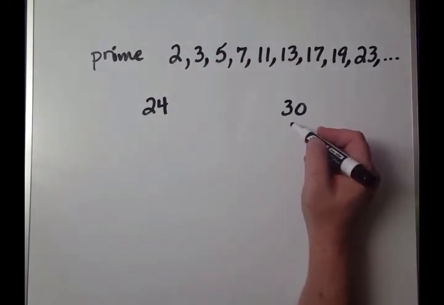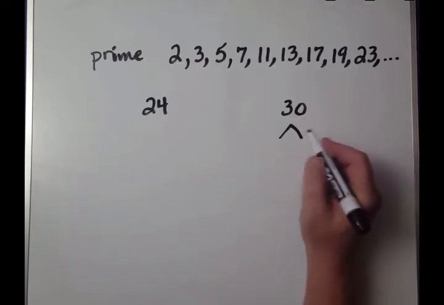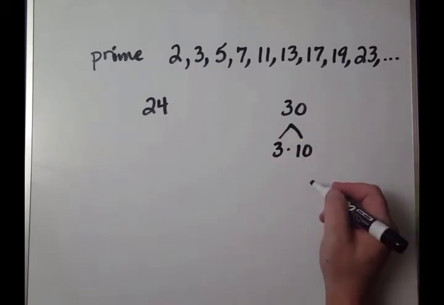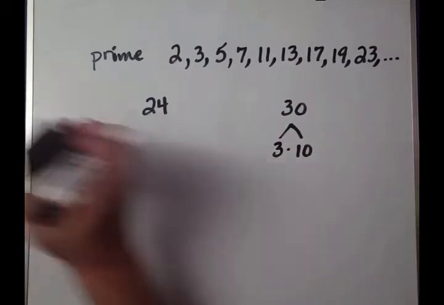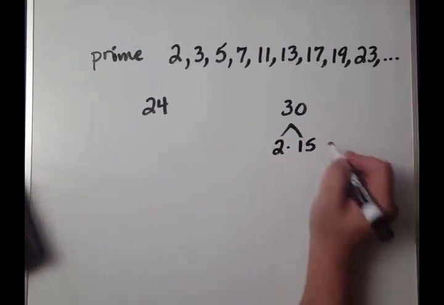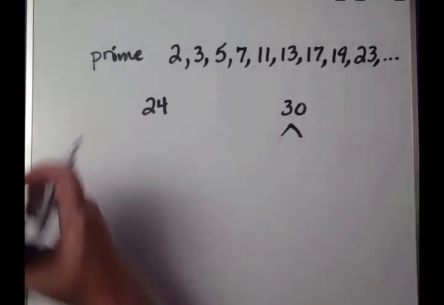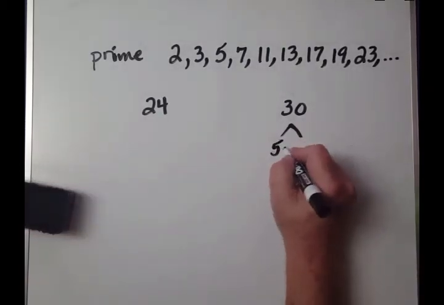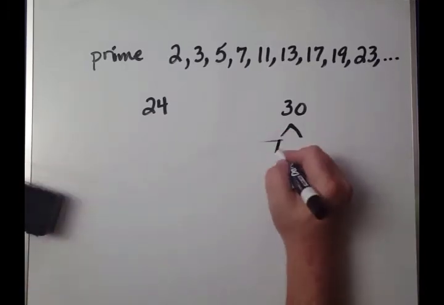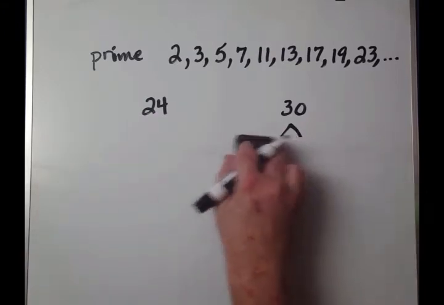What does it mean to factor a number? It means to write it as a product. 30 is 3 times 10, and that's factored. Somebody else might say, well, what about 2 times 15? Yeah, that's a factored form of 30. Well, what about 5 times 6? Yes. And what about 1 times 30?